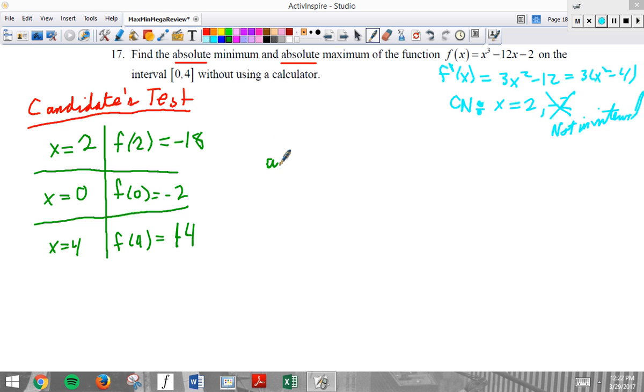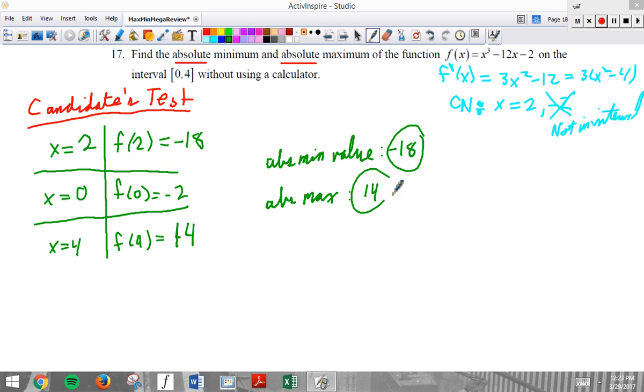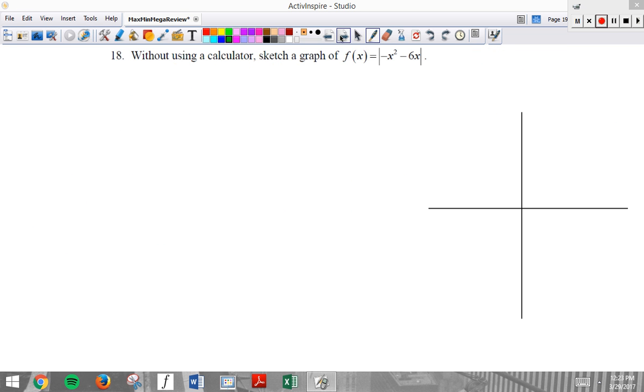So absolute minimum. I'll specify the value here. Is negative 18. We're just looking for the y value. And the absolute max is 14. Just the y value. Done. Go for it. Sketch this graph. Use what I've taught you.